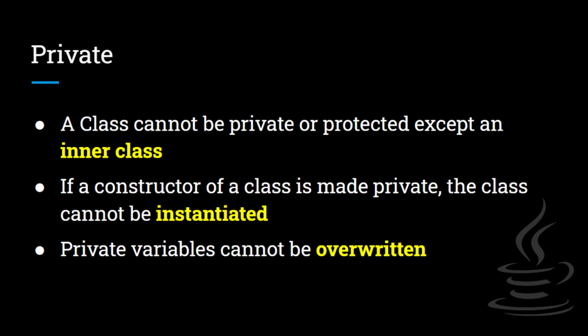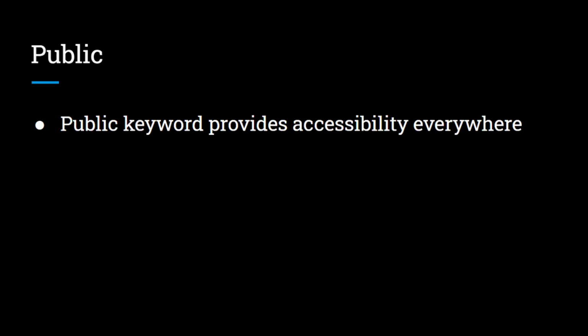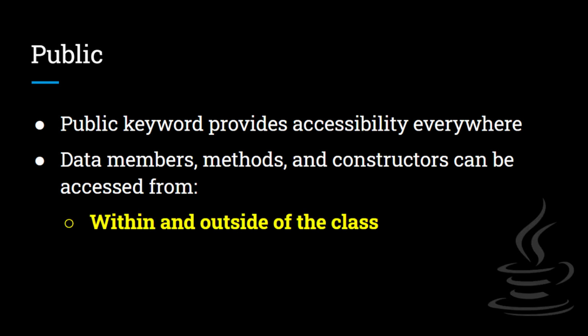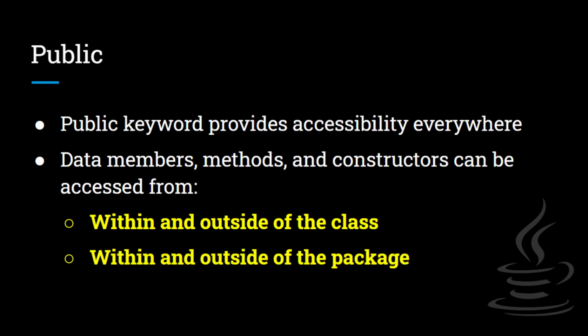Then we move on to the next access modifier, which is public. As the name suggests, the public keyword provides global access levels. It is the least restrictive access modifier. If we mark the variables or fields, methods, and constructors as public, then they can be accessed in the same class or outside that class. Not only this, they can be accessed within the same package and also from a different package. Thus, they have a universal level of access.